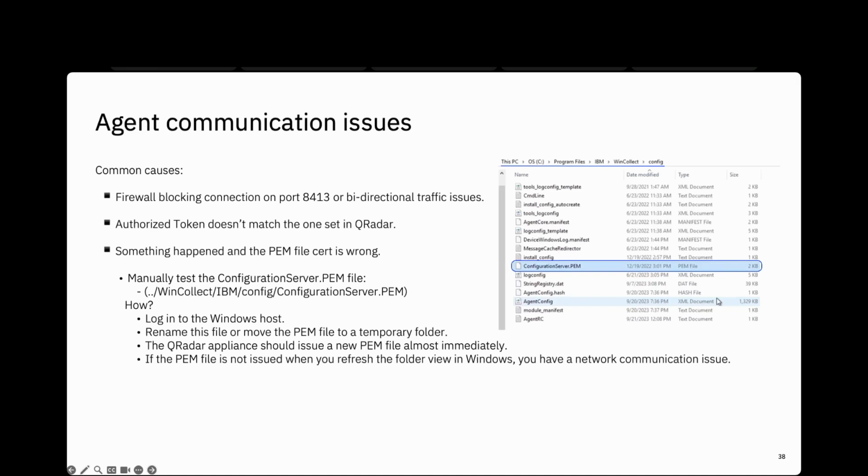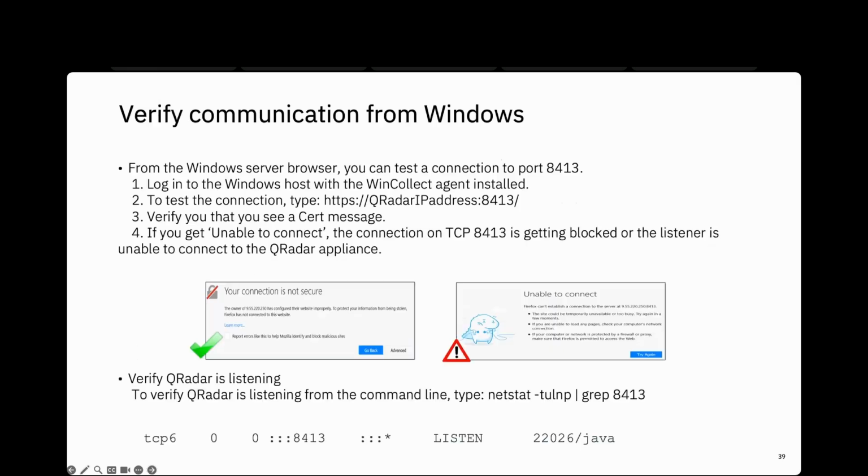You just have to remove it and place it in some other folder and then refresh the folder, and you should be able to see that a new PEM file is automatically generated. So if there is no issue on 8413 port, this file will get generated for sure. But if there are any issues at the network level, at the network communication, then the PEM file won't be generated. So in this case as well, you need to check with your network team and check if there are any network issues, which is blocking communication from Windows to QRadar.